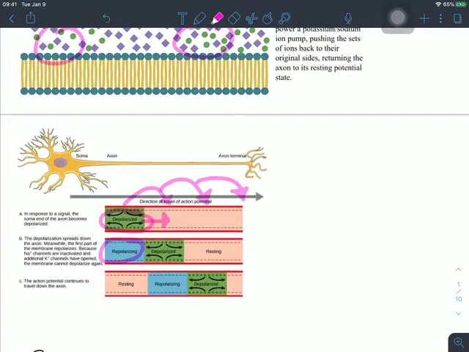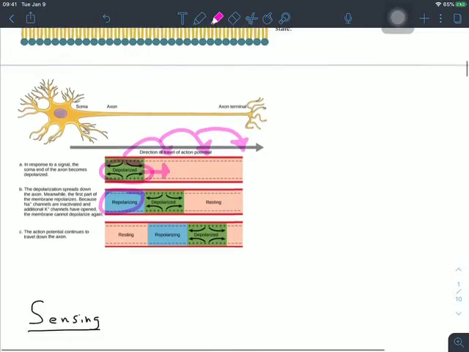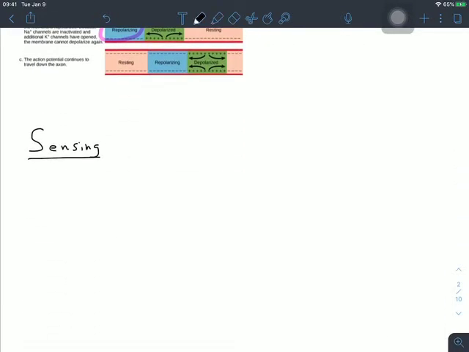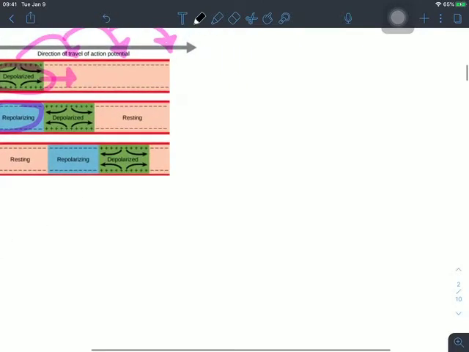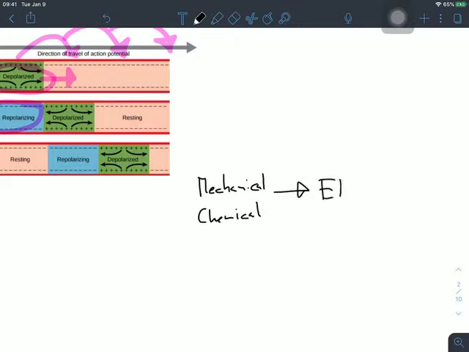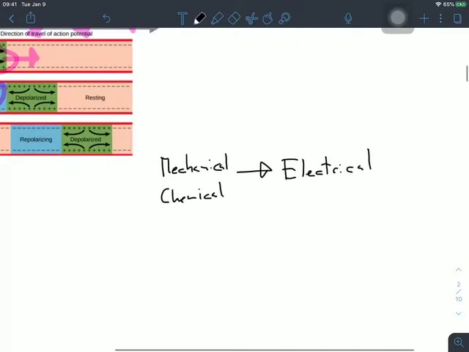Now, our sensory organs, our sensing systems, come in 5 different forms. And all of these forms rely on turning some sort of mechanical or chemical signal into an electrical signal inside of your cells. And all of this occurs via signal transduction of different types.